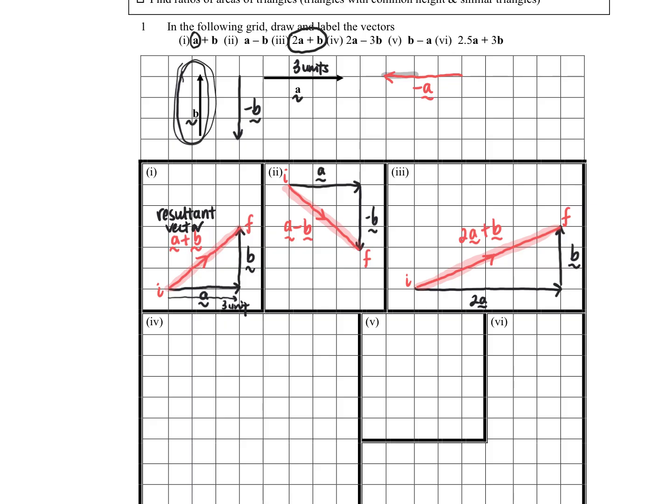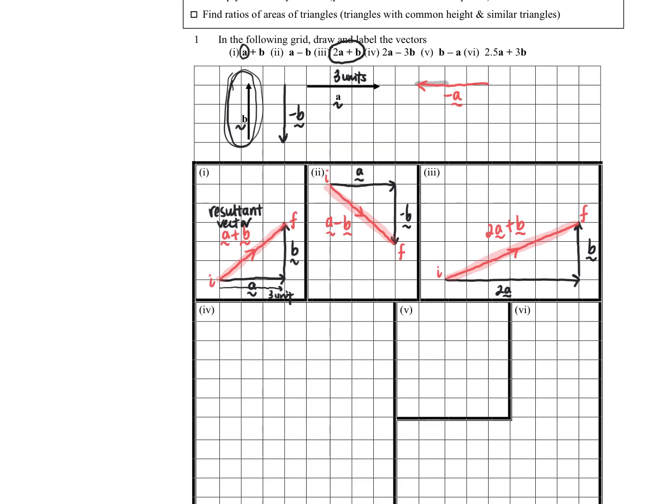This one worth 13 marks? No, O level doesn't ask you to draw, ever. They will ask you to find the vector. They won't ask you to draw, but they will ask you to find the vector. So this drawing is to help you understand how to find the final one.